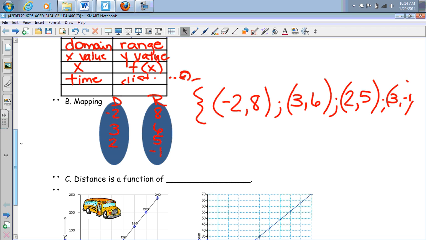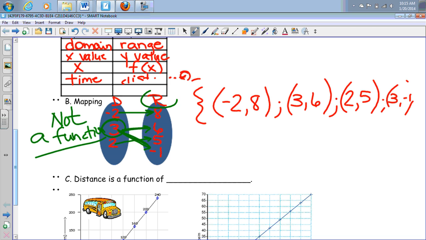All right, so let's look at this. Negative 2 maps to 8. 3 maps to 6. 2 maps to 5. 3 maps to negative 1. 3 has more than one unique output. There is not one-to-one correspondence for 3. Not a function.